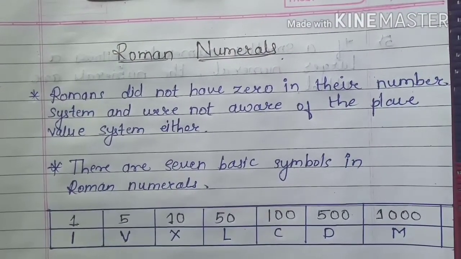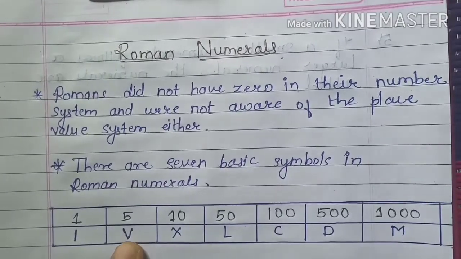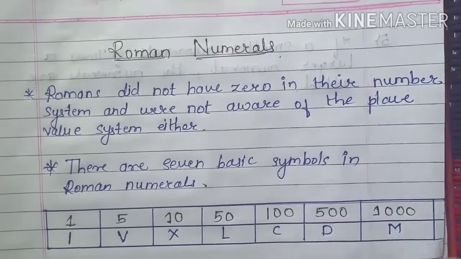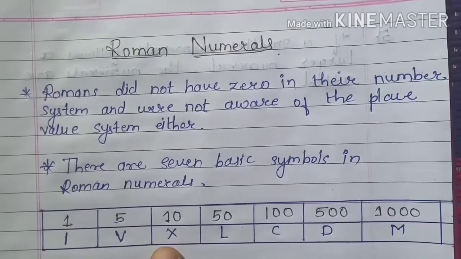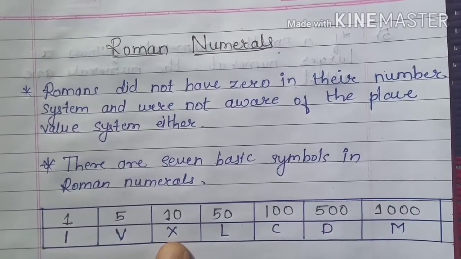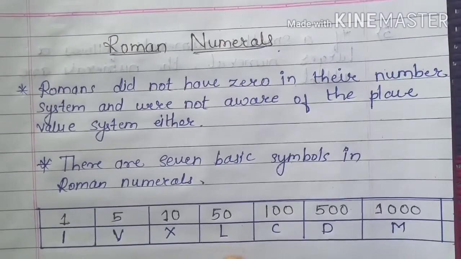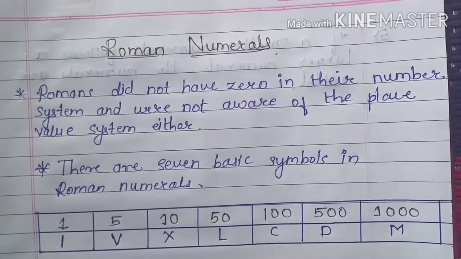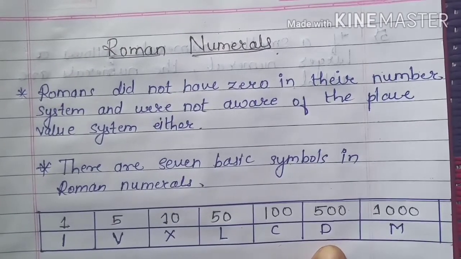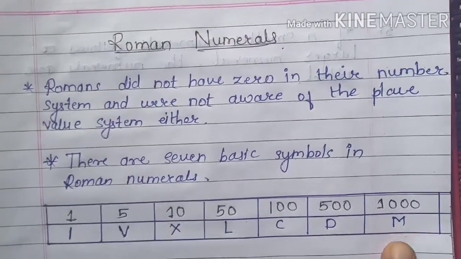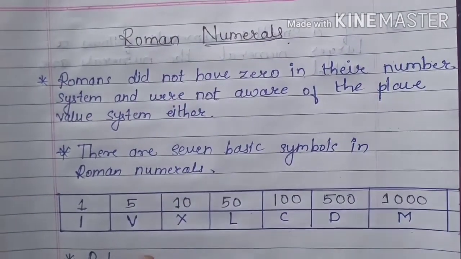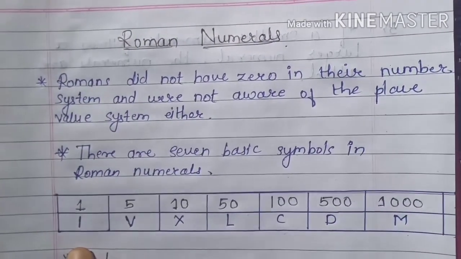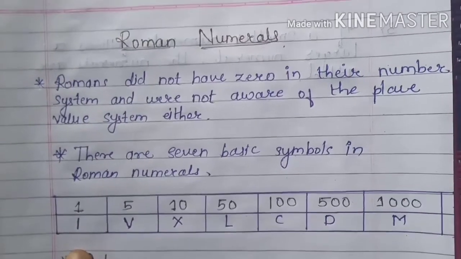The next one is 5. 5 is written as capital V. All these letters are capital only. 10 is expressed as X, and 50 as capital L. 100 is written as capital C, 500 is written as capital D, and 1000 is written as capital M. So these are the 7 symbols. By using only these 7 symbols, we have to write any number in Roman numerals.